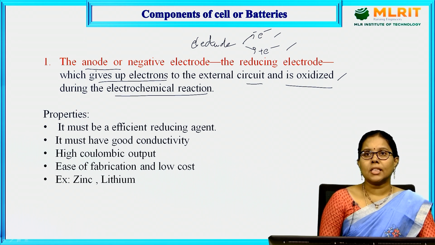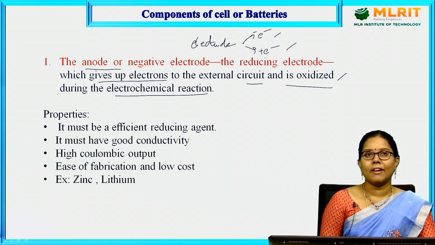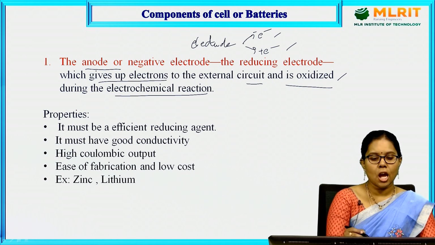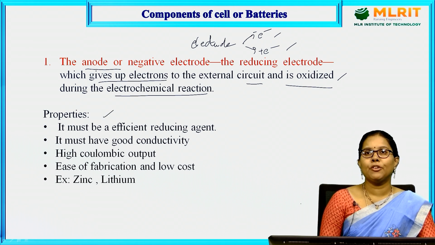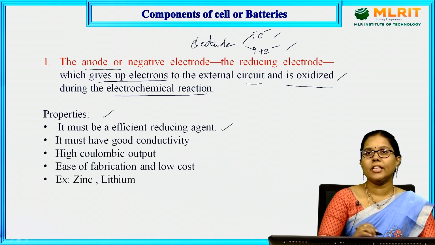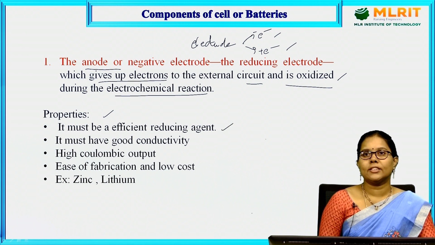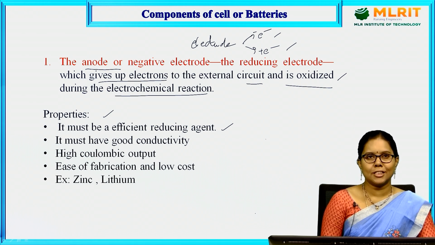The anode is selected based on the following properties. While selecting an anode, we have to keep all these properties in mind. It must be an efficient reducing agent. What is meant by an efficient reducing agent? An anode which readily provides the electrons to the external circuit.